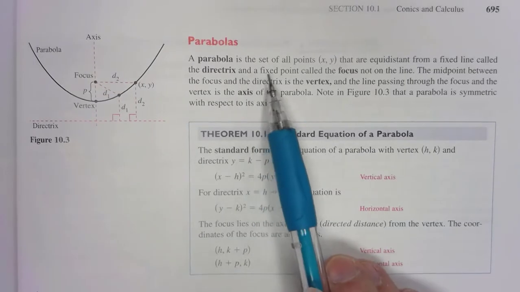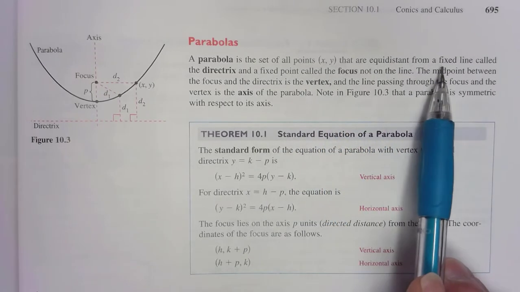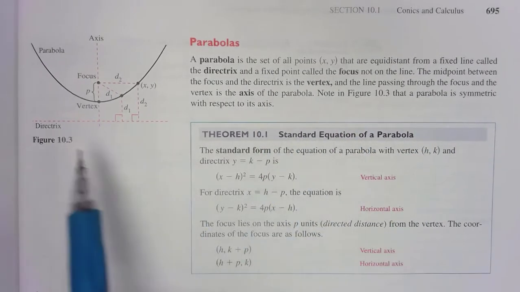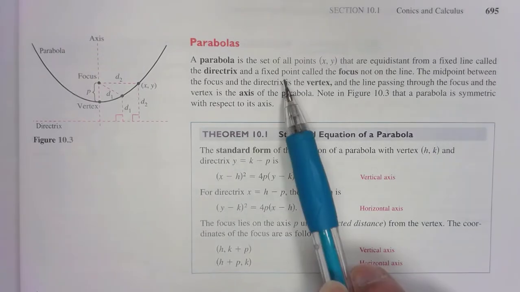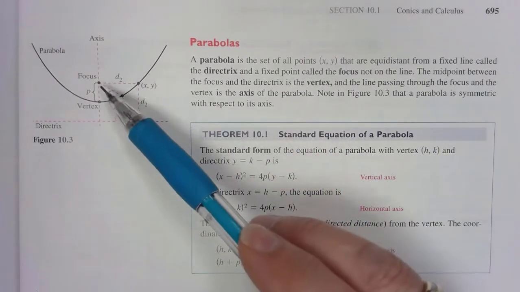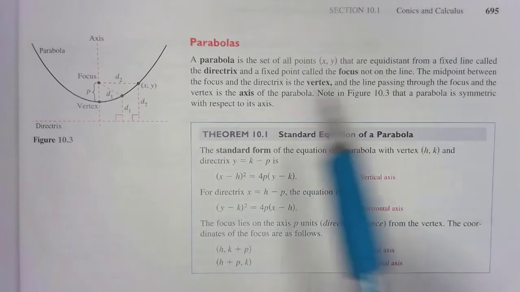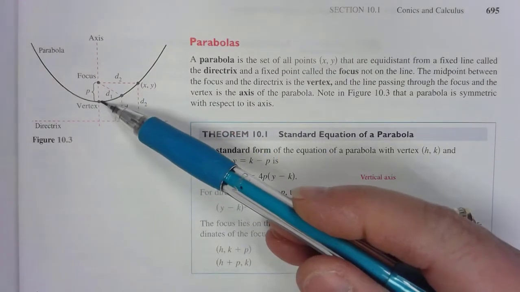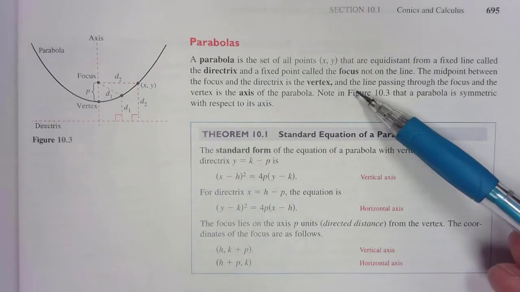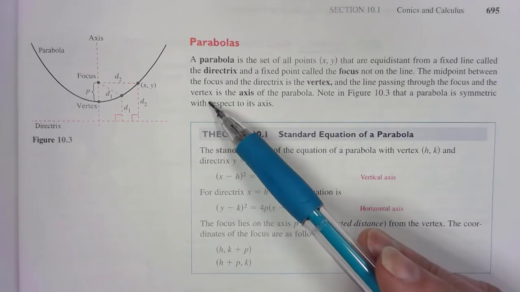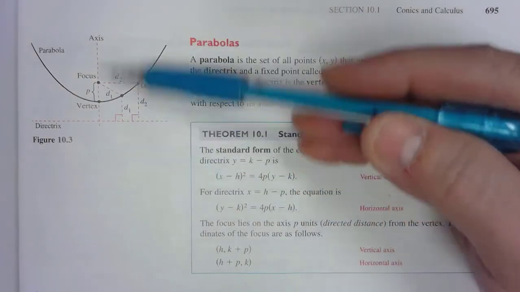A parabola is the set of all points that are equidistant from a fixed line called a directrix. Here's our directrix. And a fixed point called the focus, which is not on the line. The midpoint between the focus and the directrix is the vertex. The line passing through the focus and the vertex is the axis of the parabola.